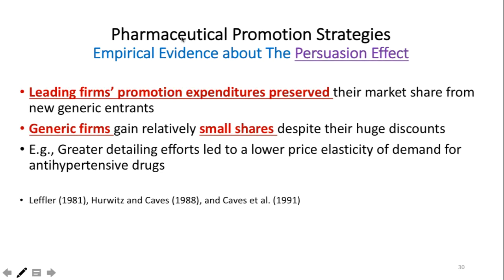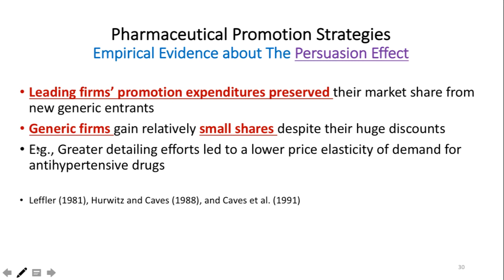The second type of promotional strategy is the persuasion effect. The leading firms' promotion expenditure preserves their market share from new generic entrants. So these generic firms, because of this persuasion effect, gain a relatively small market share despite their lower prices.